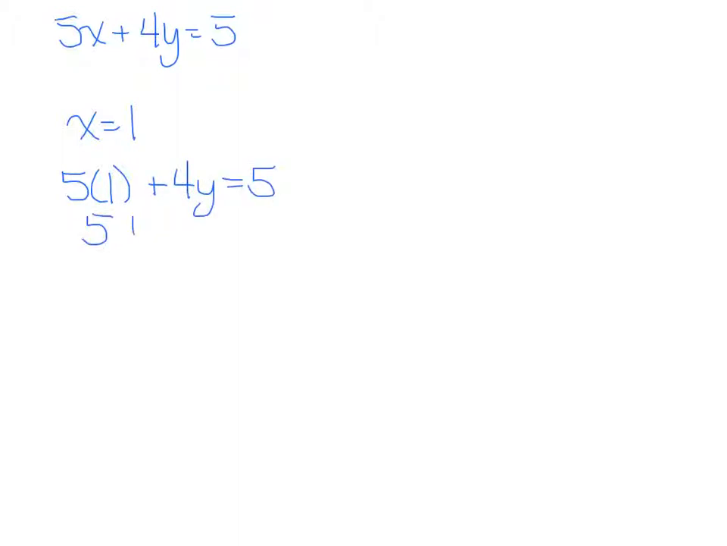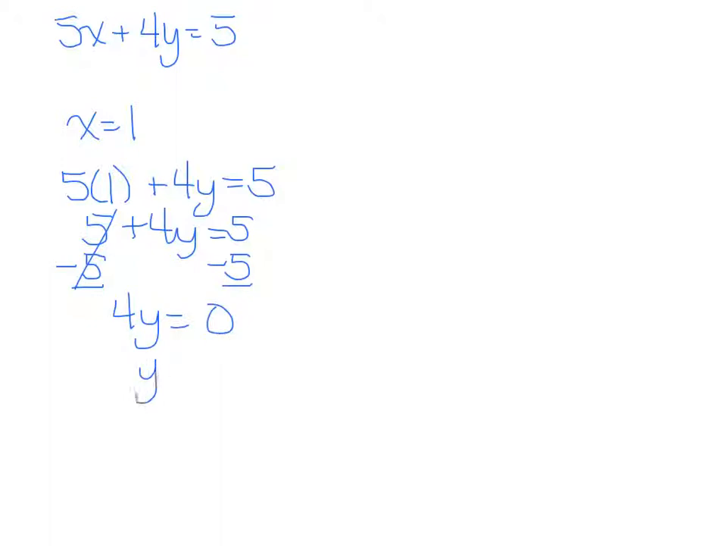We have 5 plus 4y equals 5. We're going to subtract 5 from both sides. We get 4y equals 0. So this means that y is going to be equal to 0, because 4 times the number is 0, that number must be 0. So we have a point (1, 0).